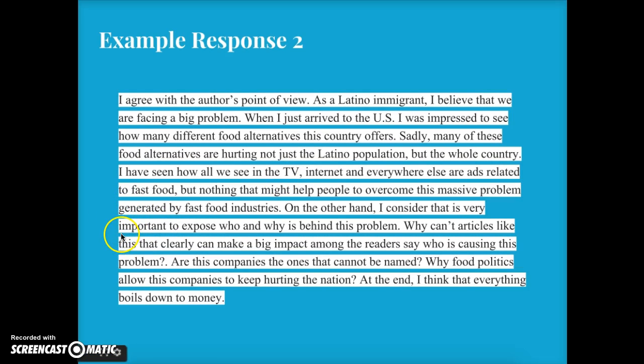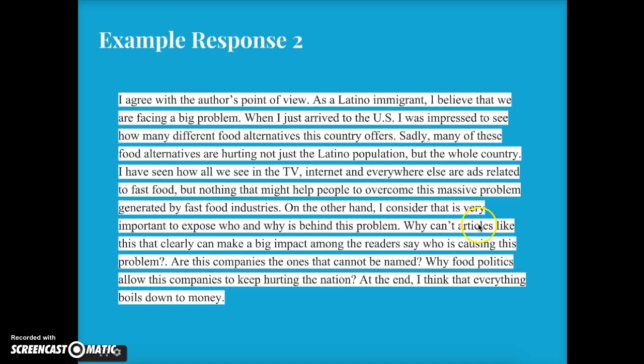And then she kind of contradicts the author. She questions the author here. So on one hand, she agrees. She adds to the author's point by bringing up a new idea. And then she brings up an alternate point by questioning the author. She says, why can't the author actually expose who and why is behind this problem? This is a really, really thoughtful comment here.